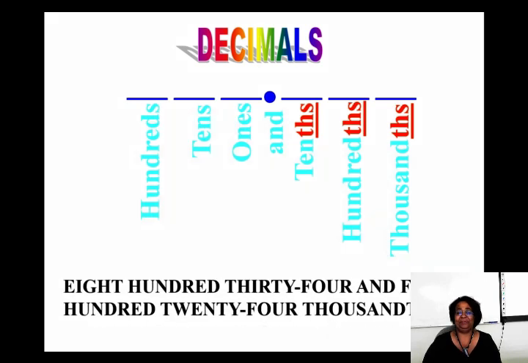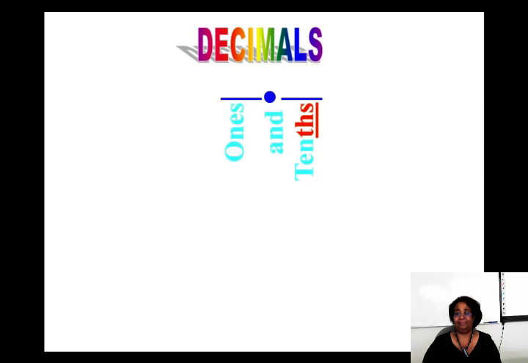Okay, what about this one? No, not 800. 834. 834. 24, okay. How would I write this one? 0.4. I want that 0 there, okay? I want you guys to practice putting that 0 there.